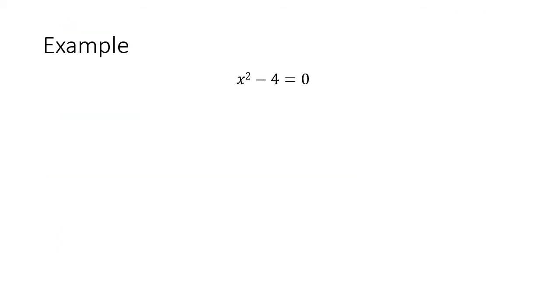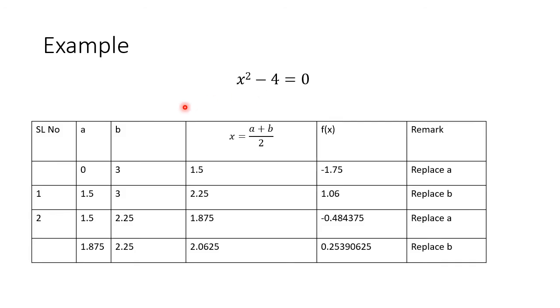As an example, we will consider a simple function. In order to solve x square minus 4 equal to 0, we don't require any bisection method. However, just to illustrate the process, we choose such a simple function. We all know that the solution is x equal to plus 2 or minus 2. To begin with, we choose some limits of the interval. Initially, we choose a equal to 0 and b equal to 3.